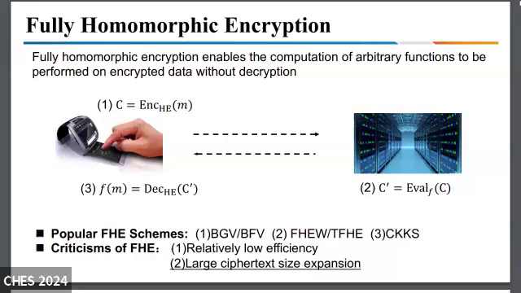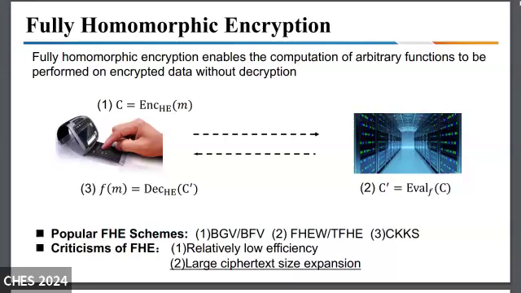So now we have three popular FHE schemes. The first one is the BFV scheme. The second one is the TFHE-like scheme, and the third one is CKKS. But now we have two problems about FHE.